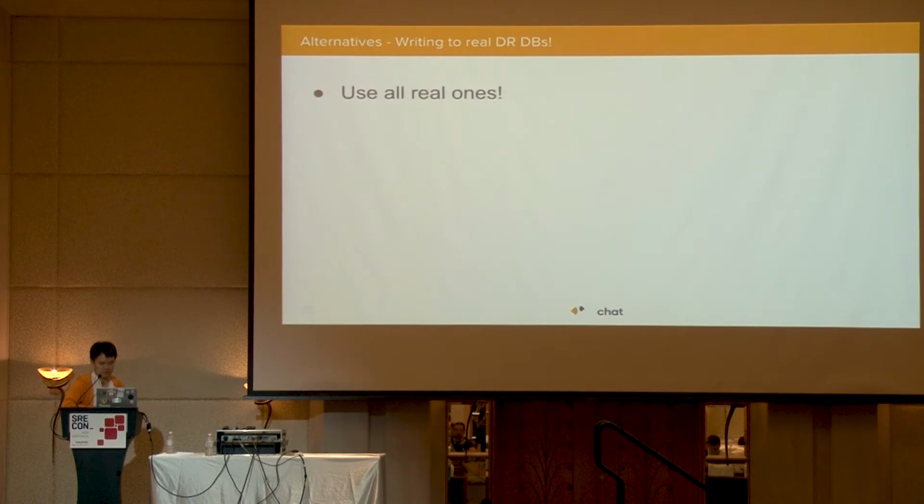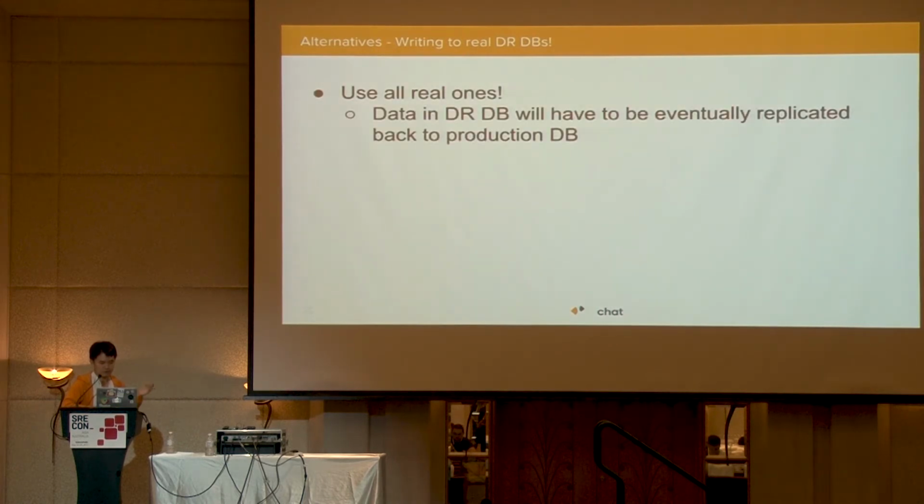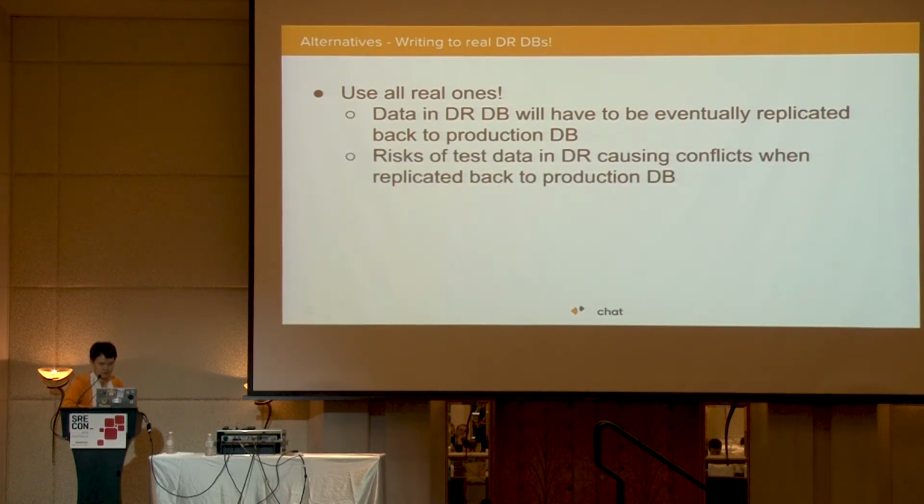So eventually we arrived at this: let's just use all the real ones, and data in the DR DB will have to be eventually replicated back to the production DB, because when you fail over and fail back, you will have to replicate data back. So you expect that whatever changes they make to the test accounts in the DR environment will eventually arrive in the production DB, and we are hoping that there are no replication conflicts and so on. That's the main risk: the test data in DR might cause conflicts when replicated back to the production DB.